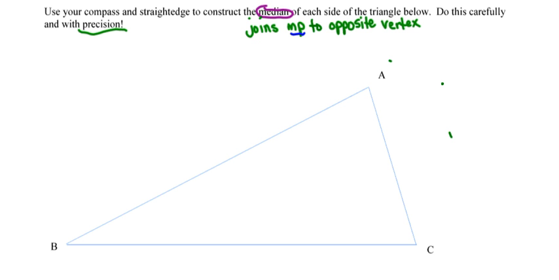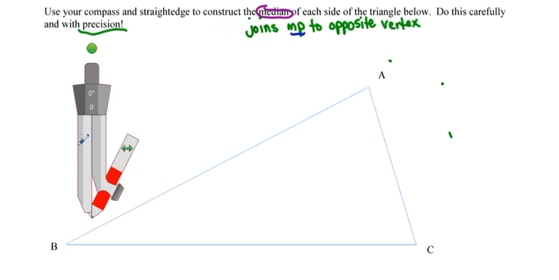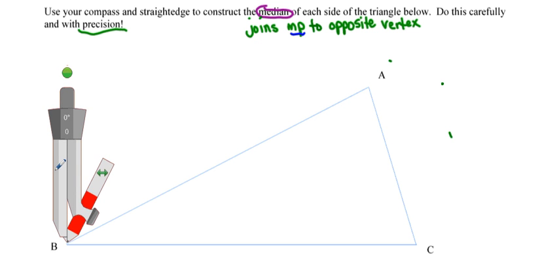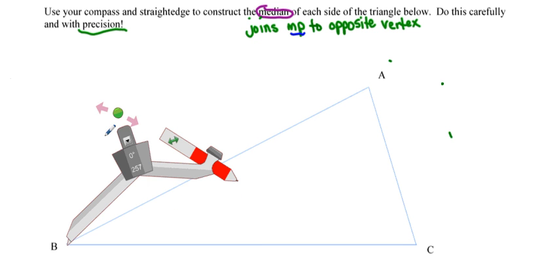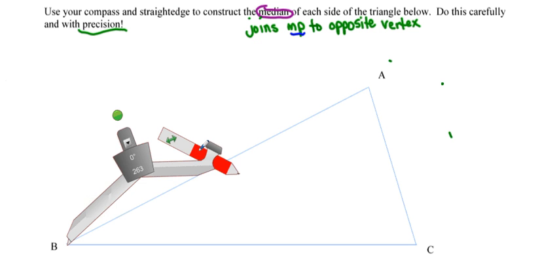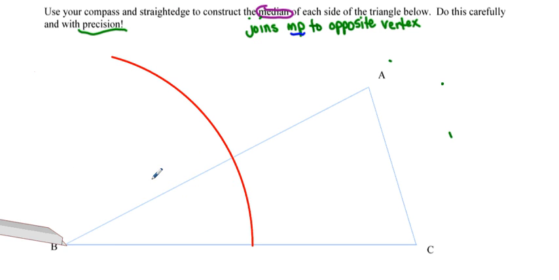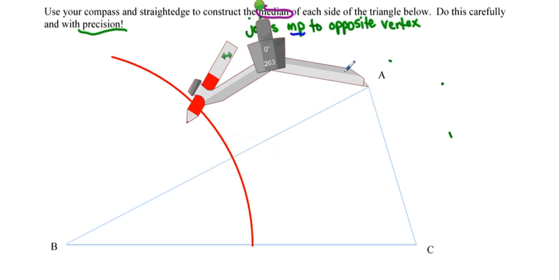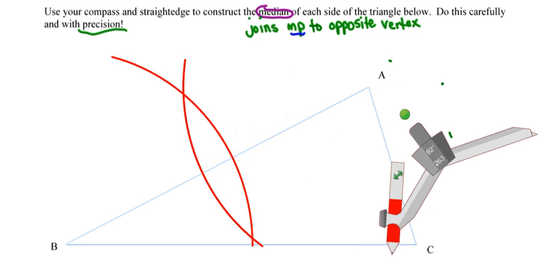So let me grab my compass here. You should grab your compass at home as well. I'm going to start by constructing the perpendicular bisector of side AB. Again, I'm going to do this carefully and with precision, because I know that ultimately some really cool things are going to happen with respect to these midpoints and the perpendicular bisectors. I really do want to make my constructions as precise as possible. So I make sure I put the point of the compass exactly on point A. I'll get my compass out of the way for a minute.